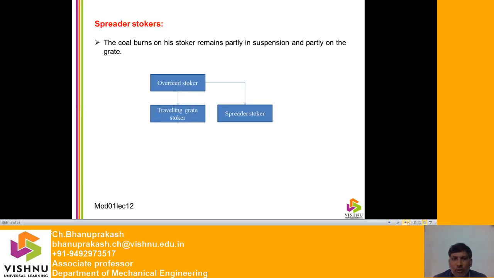Spreader stoker: the coal burns on this stoker remaining partly in suspension and partly on the grate. That is the spreader stoker. This is the basic classification. In the earlier lecture also we discussed the same thing. So, overfeed stoker will be classified into two: one is the traveling grate stoker, another is the spreader stoker. The name itself says it spreads the coal evenly onto the grate.